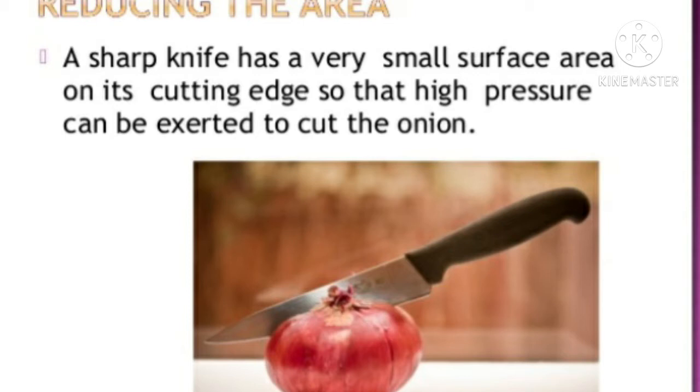On the other hand, a blunt knife has a thicker edge. A blunt knife does not cut an object easily because, due to its thicker edge, the force of our hand falls over a large area of the object and produces lesser pressure. This lesser pressure cuts the object with difficulty.